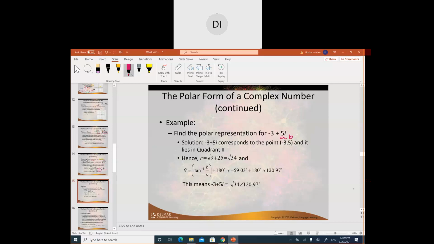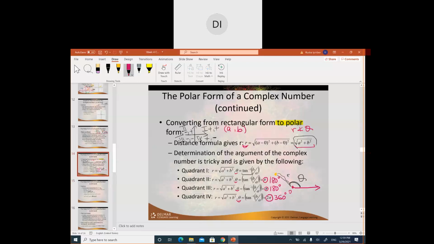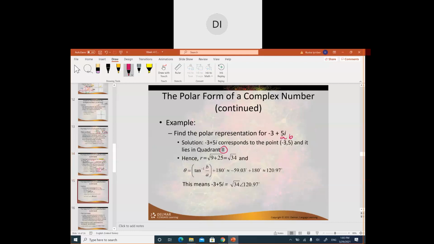Now, which quadrant are we in? We are in the second quadrant because, going back here, we have negative and positive. It's the second quadrant, right? Let me make this: positive and positive is first, negative and negative is third, positive and negative is fourth. So we know we're in the second quadrant.